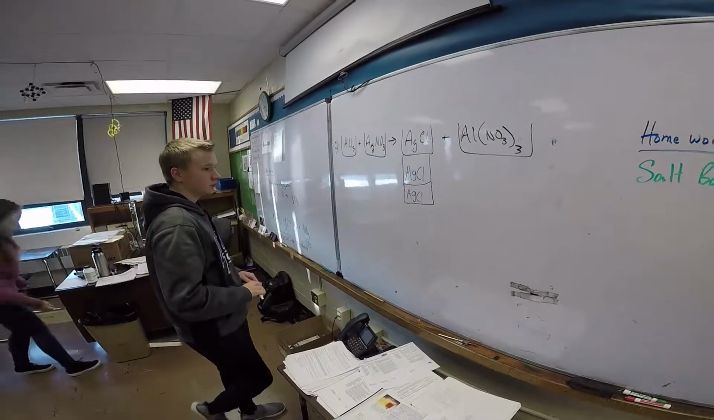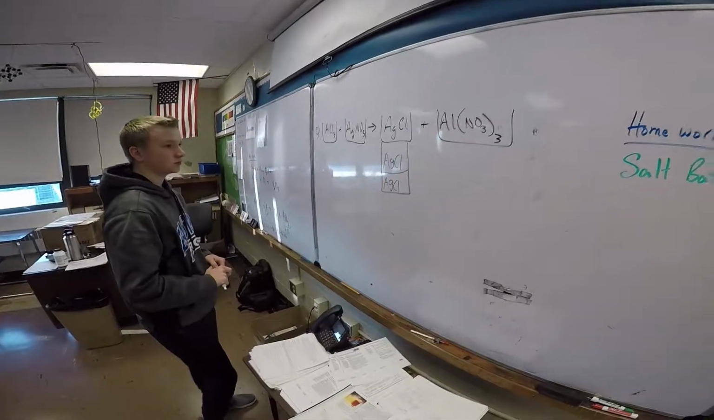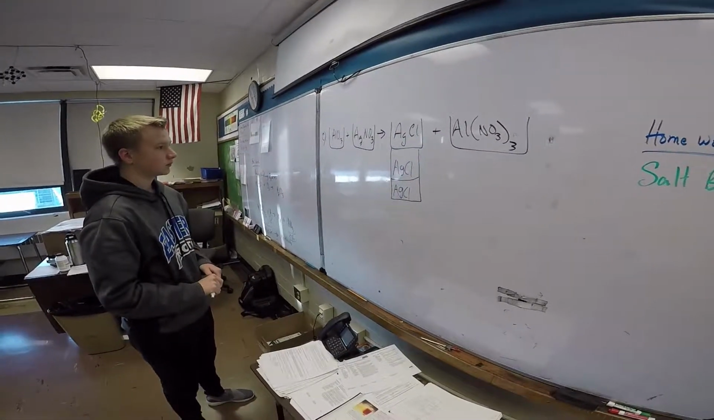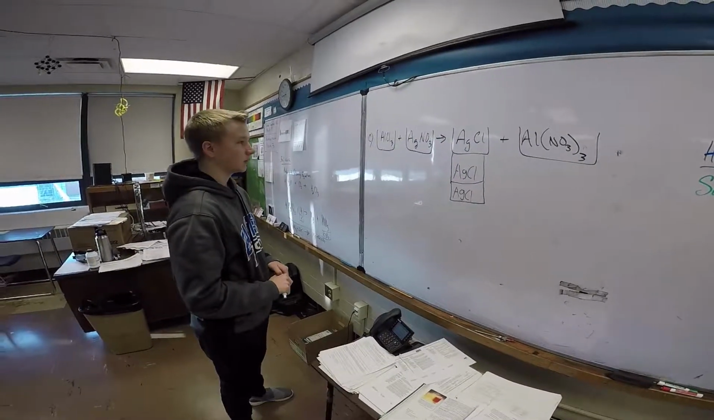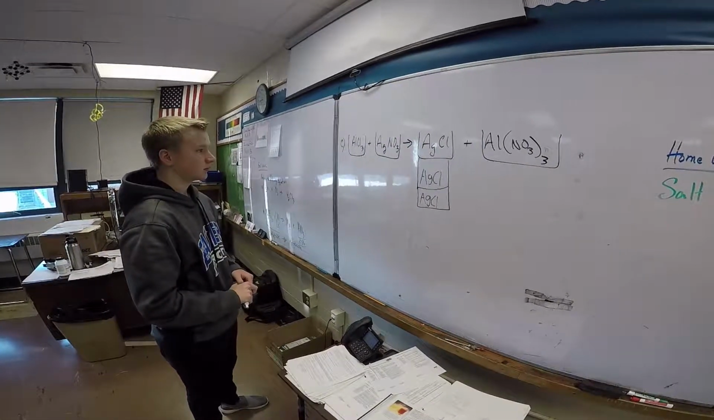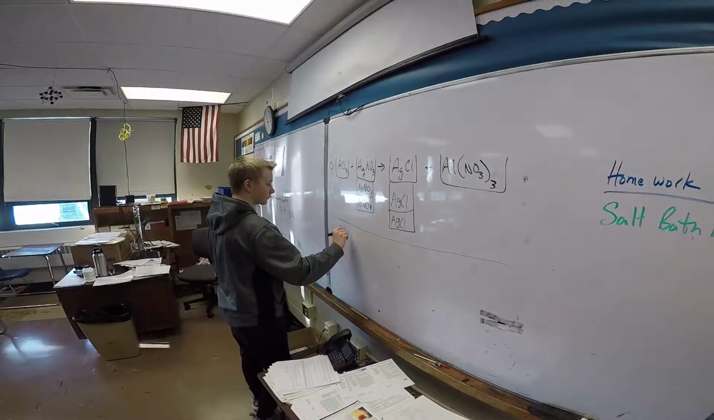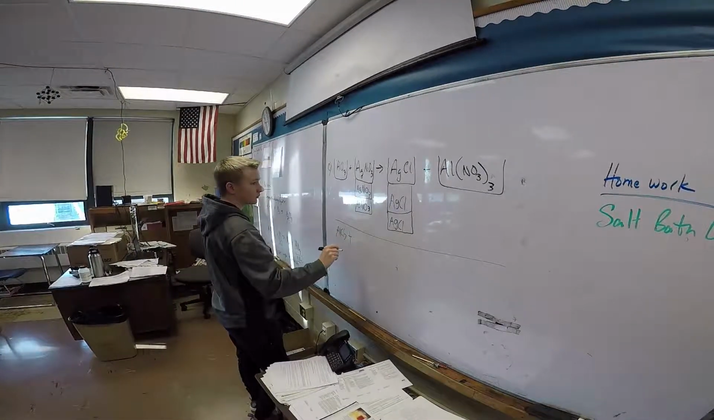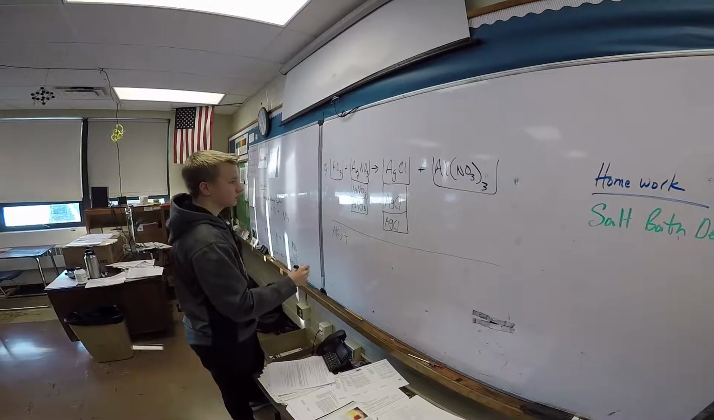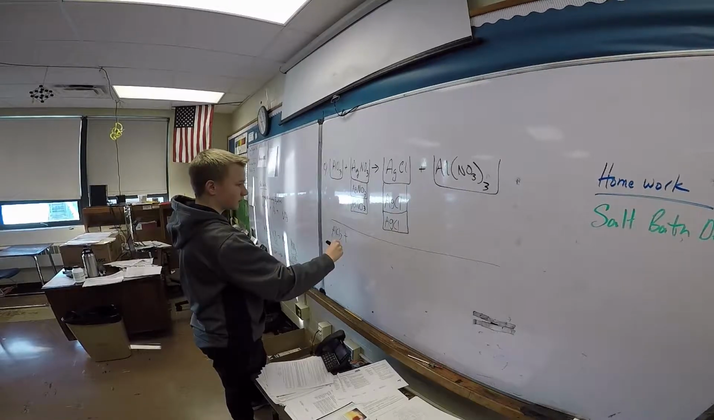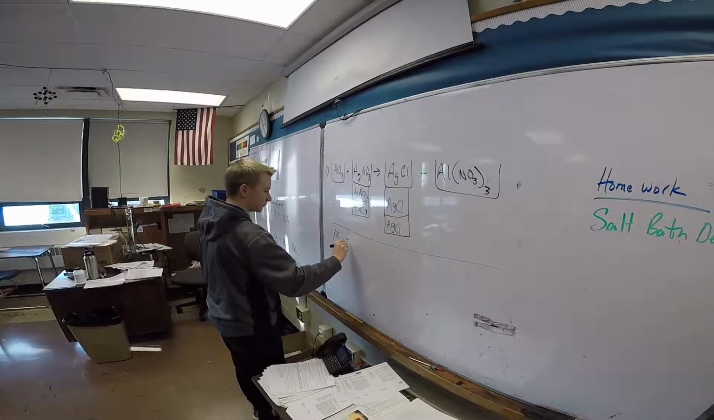Alright, so your Cls are balanced, you see that? Now let's look at our Ags. Are the Ags balanced? No, so let's fix that. You're going to write 3 because there's 3 of them. Make sense?